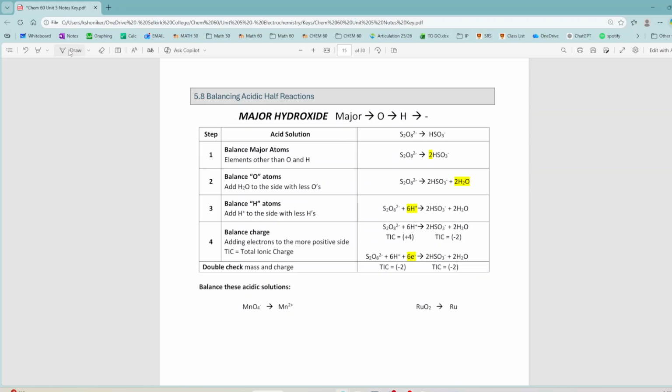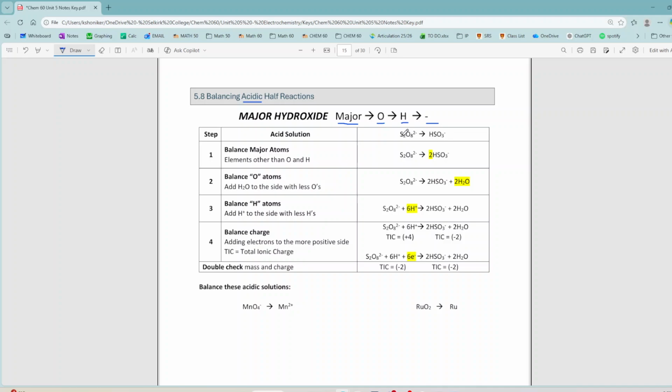But now what we're going to do is up a level. Now we're going to include oxygens and hydrogens, and we're going to balance in what we call an acidic situation. To do this, you're going to follow a rule called major hydroxide, which is that you're going to balance your majors, then you're going to balance your oxygens, then your hydrogens, and then you're going to balance for charge. So, first step, we are going to balance the major atoms. That is everything other than an oxygen and a hydrogen.